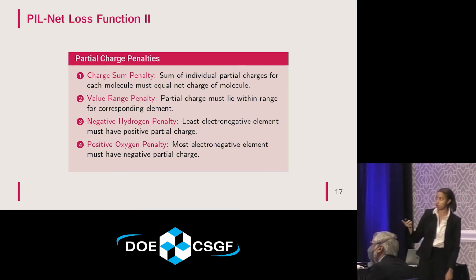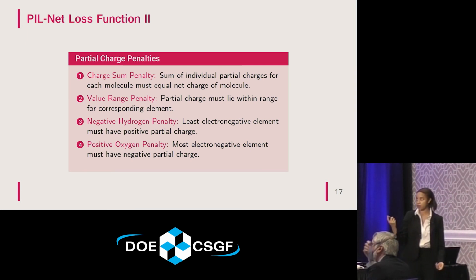So specific to our dataset, these are the penalties that we came up with. For example, for the charge sum penalty, we want the sum of the individual partial charges that we predict to equal the net charge of the molecule, so we can penalize by the distance from the net molecular charge. There's also a certain range of values that it should have according to the element type, so we penalize based on that. And also the hydrogen and the oxygen should be positive and negative respectively.